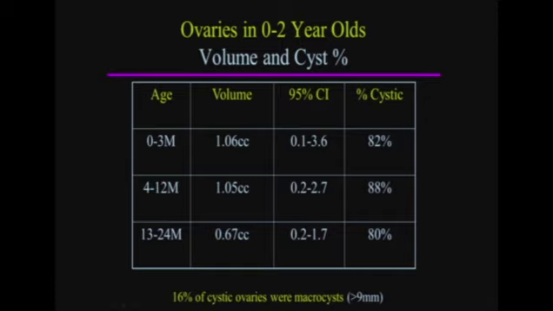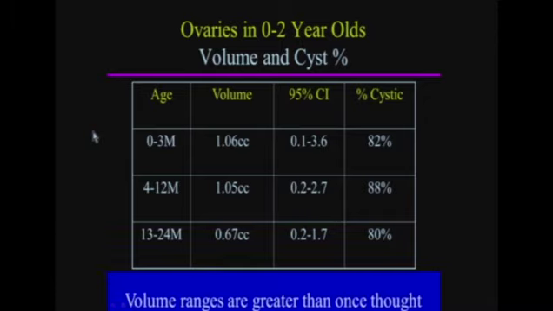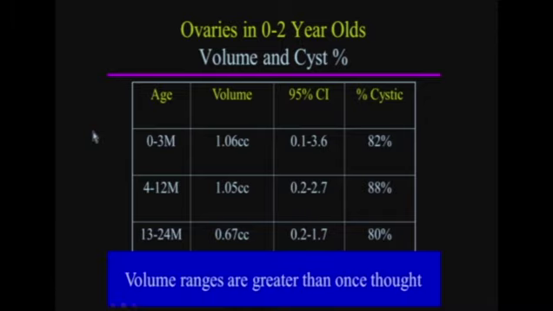16% of these cystic ovaries were macrocysts greater than 9 millimeters, which at one point people were saying didn't occur in the first 10 years of life. Volume ranges, therefore, are greater than once thought. Now, with some of that background, we're going to some clinical cases with pelvic pain.